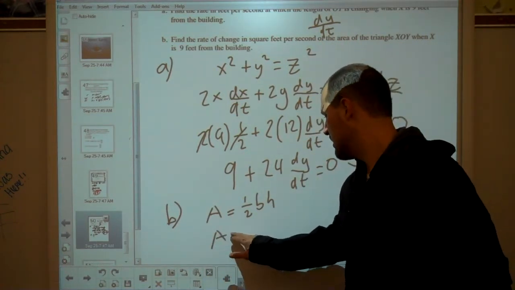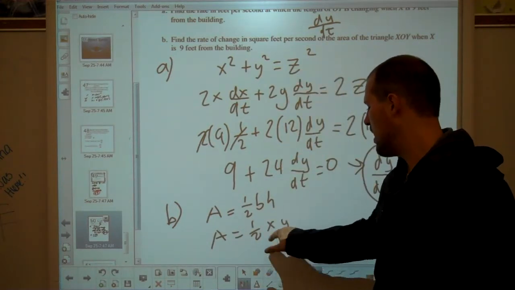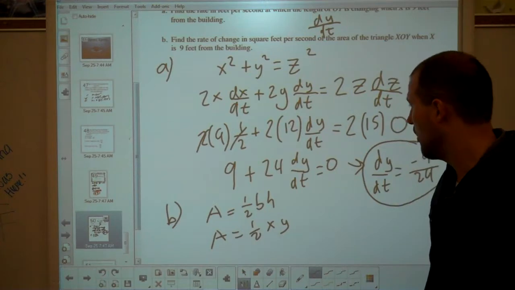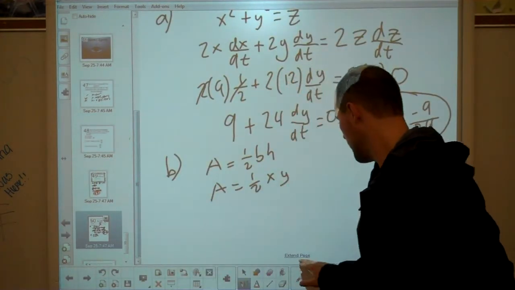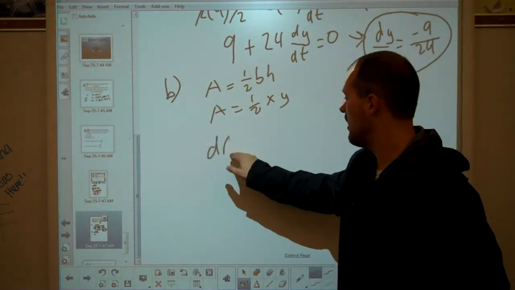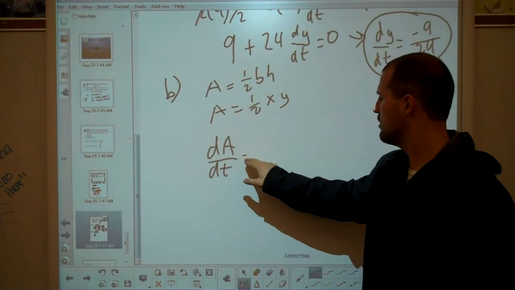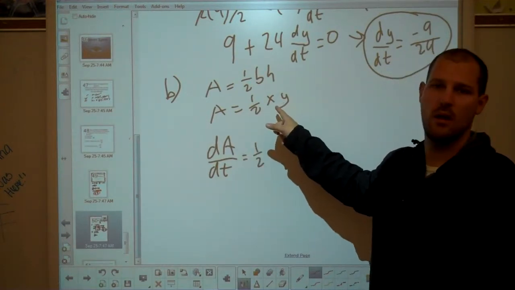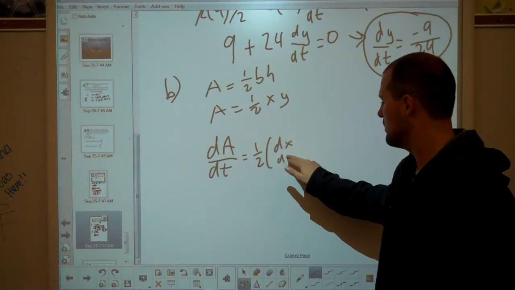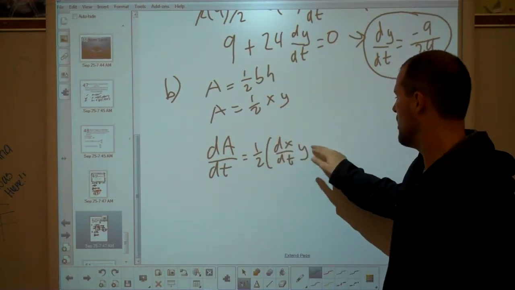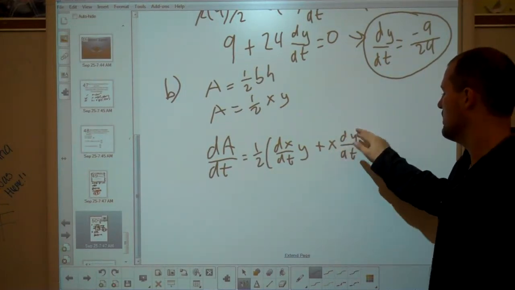So that's going to be like this. Area equals 1/2. The base up there was x, and the height was y. And that's going to be much more helpful. But we need the rate of change. So what are we going to do? Well, it's derivative time. So dA/dt, that's the quantity we're after, equals 1/2 times a product rule. So that would go like this: dx/dt times y plus x times dy/dt.